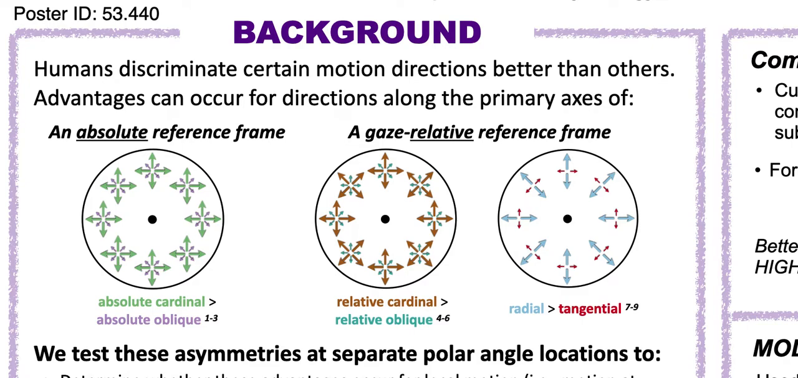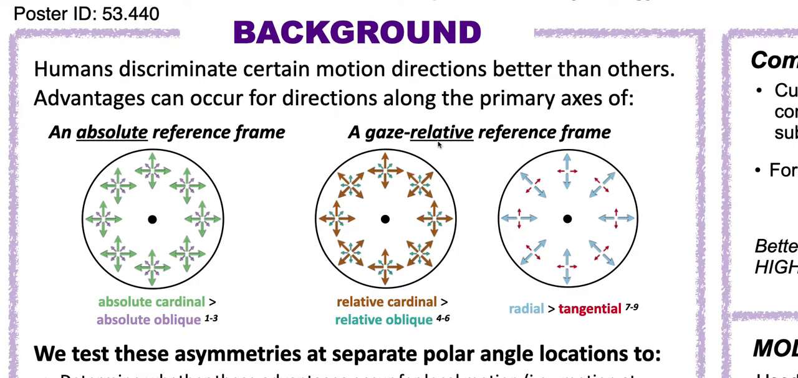First is the perceptual advantage for cardinal compared to oblique directions. Cardinality in this context includes upwards, downwards, leftwards, and rightwards motion directions. So we classify this cardinal advantage as occurring within an absolute reference frame, since this asymmetry occurs irrespective of where you're looking. But asymmetries also occur for directions within a gaze relative reference frame.